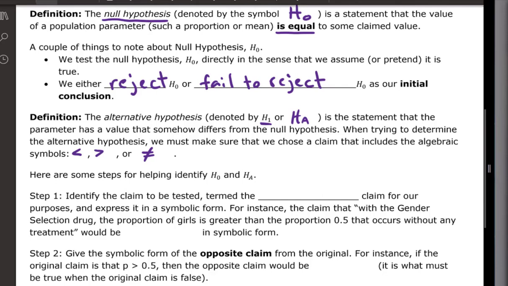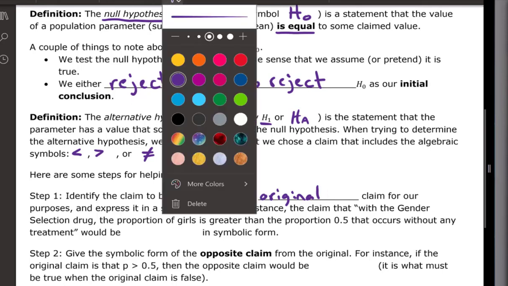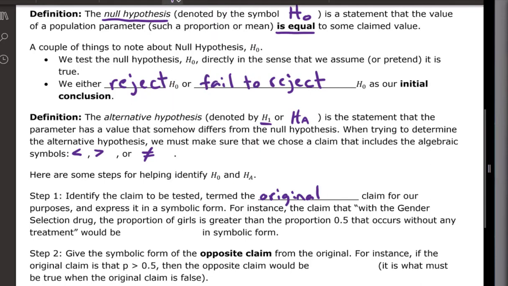So here are 3 steps that I use, and you'll see this in some examples below. I use these 3 steps to set up my own null and alternative hypothesis. First, you want to identify the claim to be tested. I always term this the original claim. You'll see that a little bit later when we look at some problems. And then we give it some symbolic form, because when we enter it in our calculator, we have to have it in symbol form.